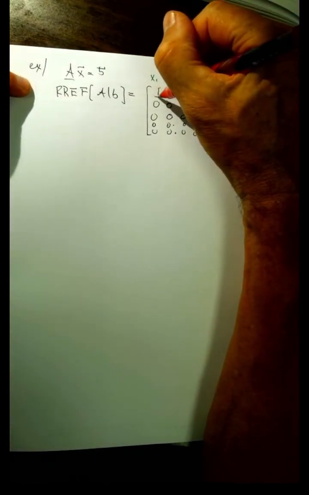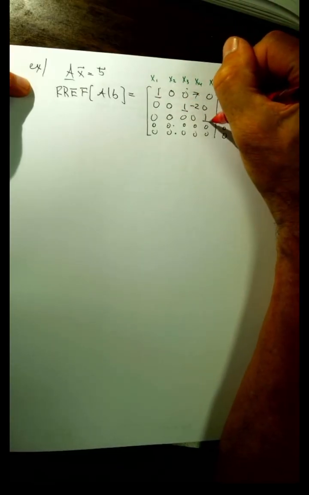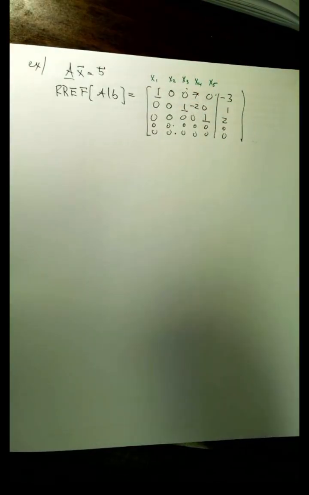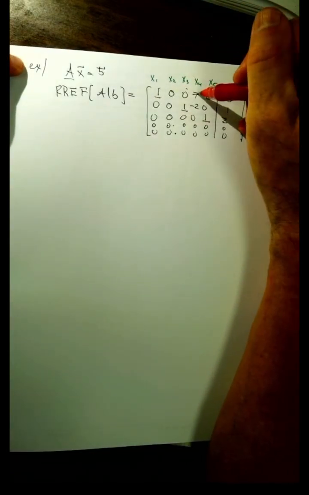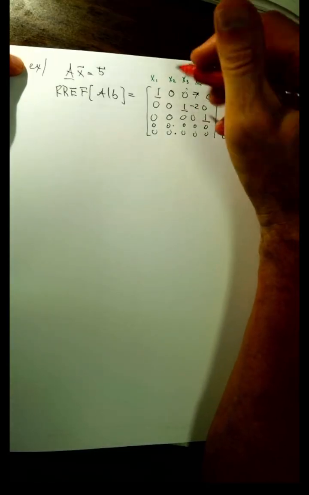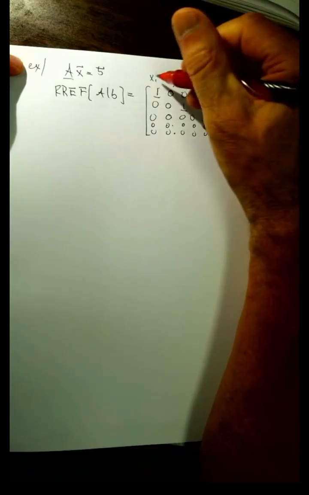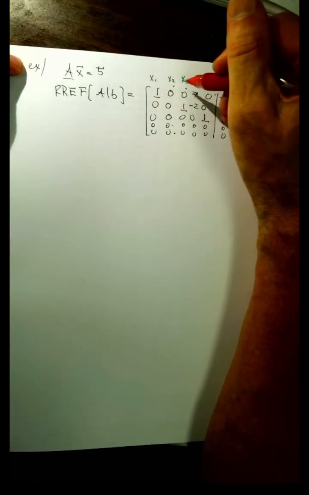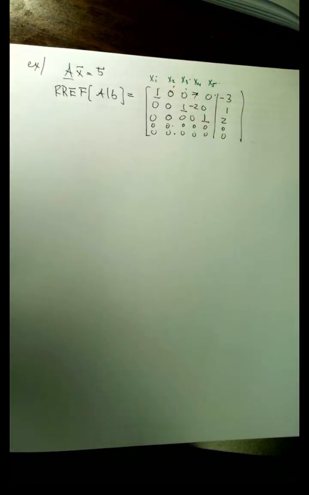You should recognize that x1 has a pivot, x3 is a pivot, and x5 is a pivot. And x2 and x4 could be any values. If you give me any value for x2 and x4, that will define x1, x3, and x5 because those are pivots.